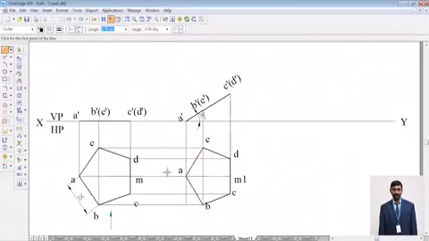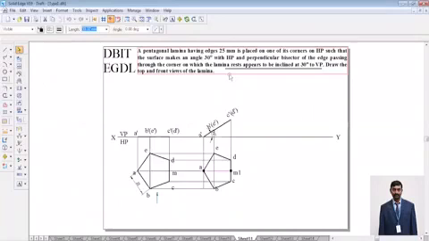Here you could see in the first position AM is the perpendicular bisector, and AM1 is the perpendicular bisector in the second position. So what is the next we should follow? The lamina appears to be inclined at an angle of 30 degrees to VP. So I'm going to take a thin line. This line will be inclined at an angle of 30 degrees.